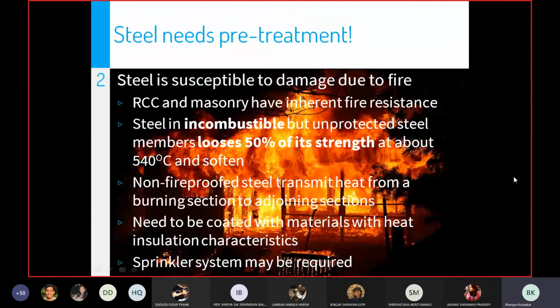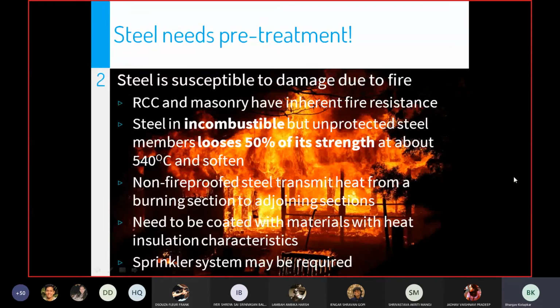And steel is susceptible to damage due to fire. It's a very important thing. Reinforced concrete and masonry inherently have a very good resistance to fire. Steel, on the other hand, now this does not mean that steel is combustible. It does not start burning, okay? But it is a good conductor of heat. Whenever there's a fire in a particular section of a building, steel is going to conduct that heat to other sections, and there's a chance that because of that heat, even the other sections of the building might catch fire.